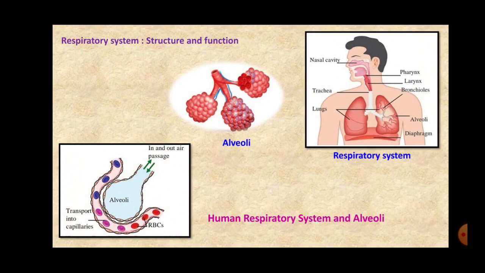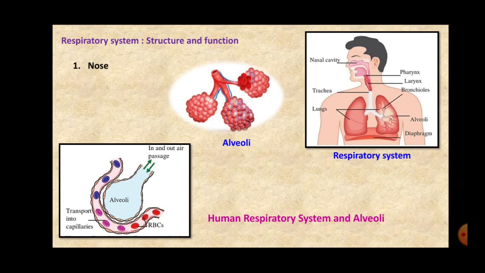Now let's study about the respiratory system. Which organs are there in the respiratory system? What are their structure and functions? So let's start with the respiratory system. The very first respiratory organ is the nose. So the respiratory system begins with the nose.